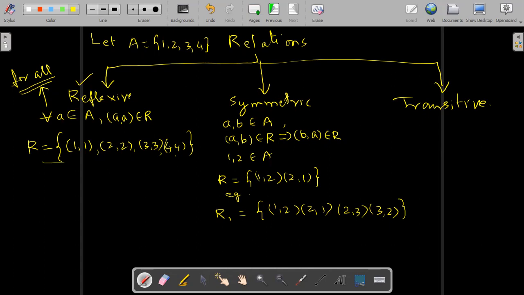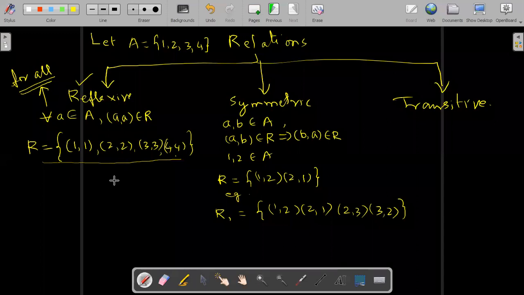But here for reflexive, it is necessary that all elements should be related to itself. Then it is a reflexive relation. Okay. We can take many examples for reflexive and symmetric.